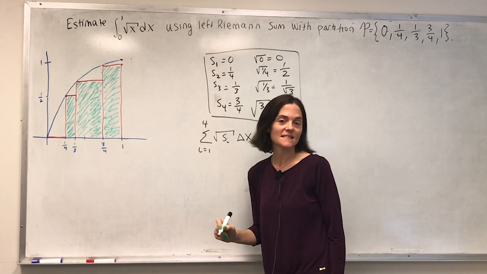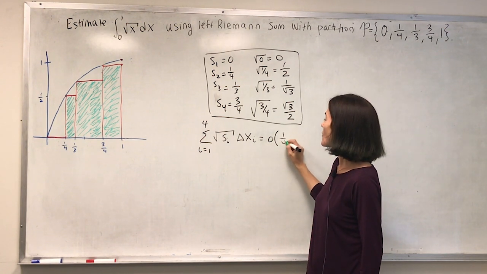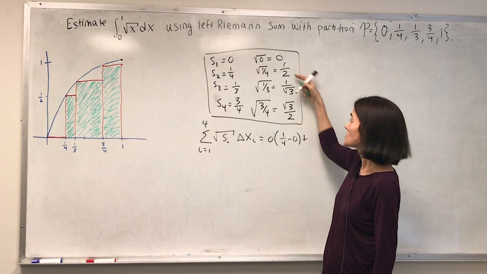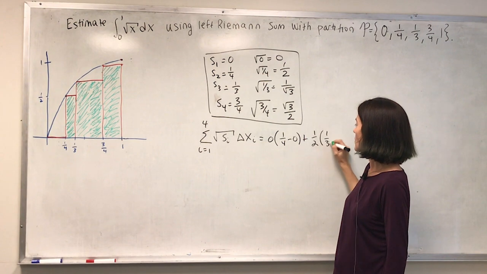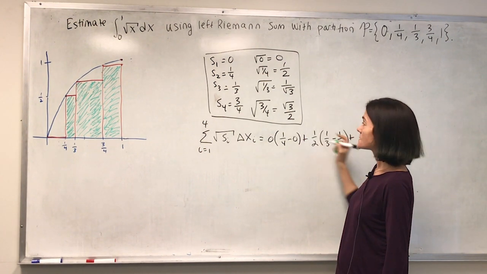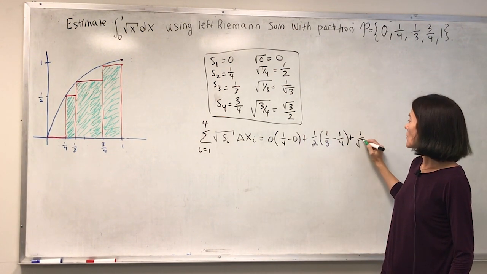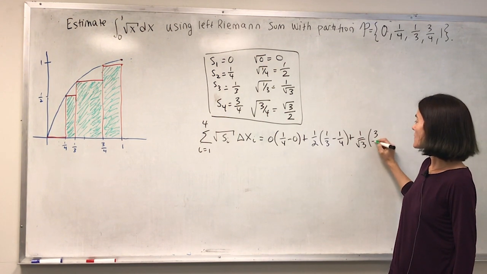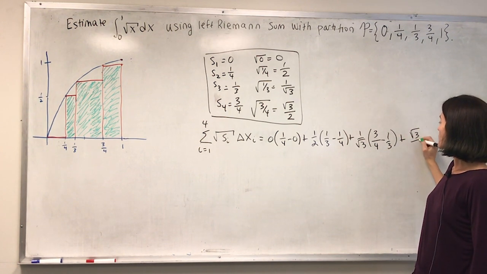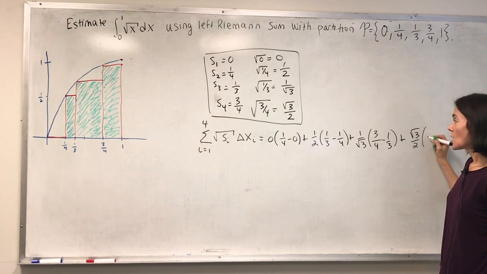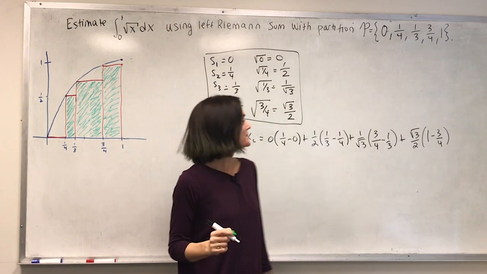Unlike in the last case, this is not fixed, as I mentioned. Okay, so we have 0 times 1/4 minus 0 plus the next one, 1/2 times 1/3 minus 1/4 plus 1 over the square root of 3 times 3/4 minus 1/3. And then finally, the square root of 3 over 2 times 1 minus 3/4. This is our Riemann sum.